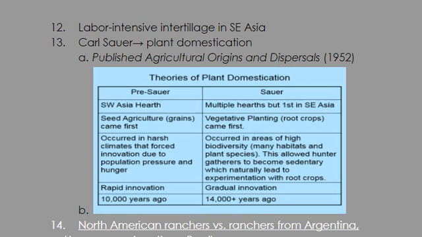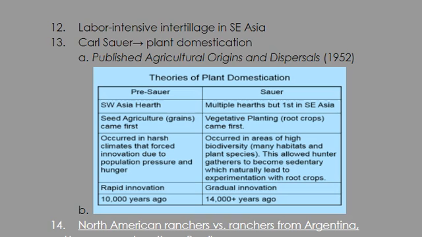According to pre-Sauer thinkers, seed agriculture or grains came first, but according to Sauer, vegetable planting, like root crops like potatoes and all of that, came first. Before Sauer, a lot of thinkers argued that harsh climates forced innovation due to population pressure and hunger. But Carl said that our first plants were domesticated and farmed in areas of high biodiversity. So there were many habitats and many different plant species, and this allowed hunter-gatherers to become sedentary, which naturally led to experimentation with root crops like potatoes, ginger, garlic. I'm trying to think of more root crops. If you can think of more, let me know. Beans.